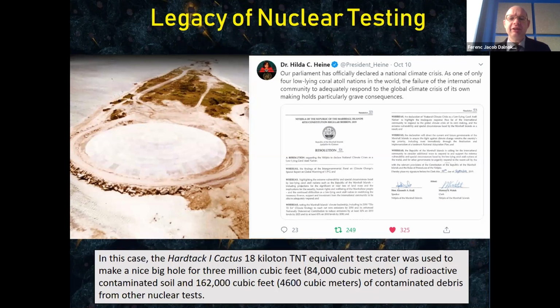When the nuclear testing was conducted in the Marshall Islands by the United States, there was the Hardtack-1 Cactus, an 18 kiloton TNT test, which produced a large crater. So a lot of the radioactive materials that were used in other tests that were conducted in the Marshall Islands were just basically dumped there, containing 84,000 cubic meters of radioactive contaminated soil and 46,000 cubic meters of contaminated debris from other nuclear tests were basically dumped in this dome and covered up.